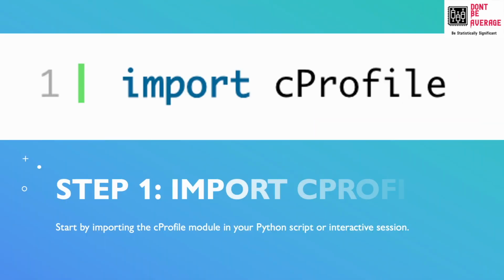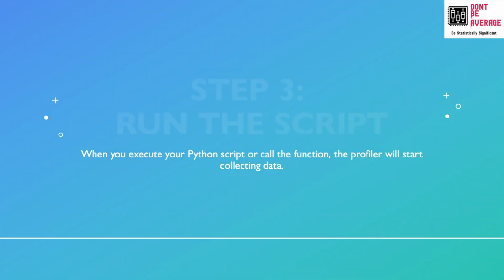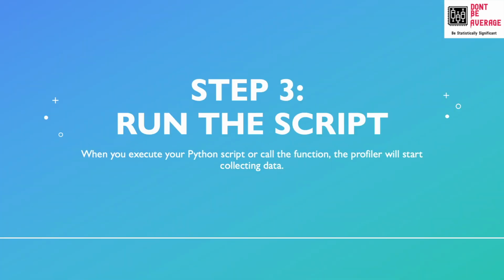Let's look at it. The first step is to import the cProfile module into our script. Then we'll add the cProfile run function to the section of the code we want to profile. Step 3, we'll run the script. After running the script, cProfile will generate a detailed report showing the time taken by each function, the number of calls, and many other details.